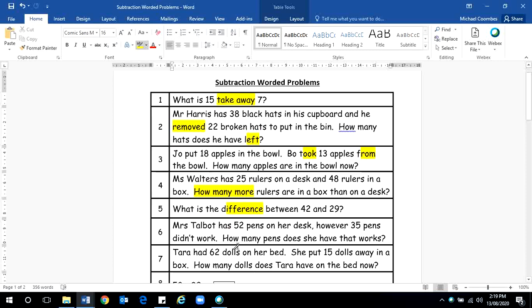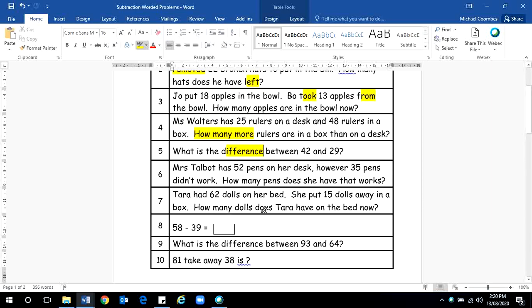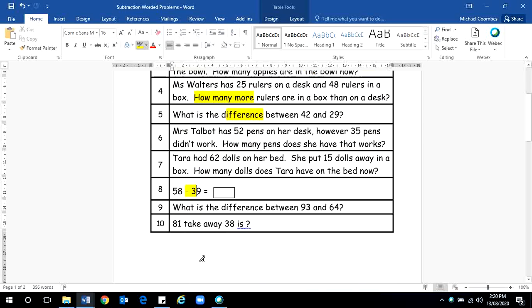Mrs. Talbot has 52 pens on her desk, however 35 pens didn't work. How many pens does she have that work? So we're going to take away the pens that didn't work from the total pens, and that gives us the number of pens that work. Next problem's okay. You obviously know this format. The takeaway symbol there means take away. You already knew that one. We've looked at difference, and we've looked at the word takeaway before. At the top, I think we have.